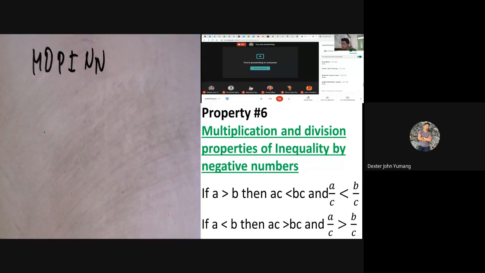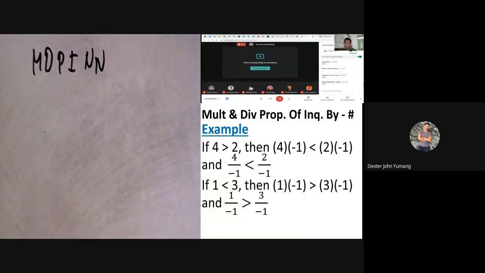Okay, in 5, 4, 3, 2, and 1. Okay, let's continue with the example for property number 6. So this is the example. Kindly look at this one. If 4 is greater than 2, then 4 was multiplied into negative 1.